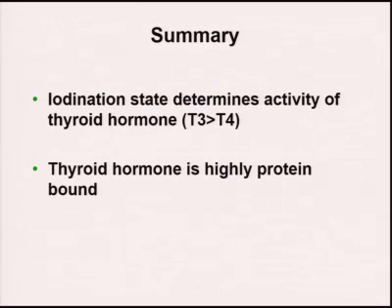So to summarize that section of the talk, the iodination state, so T4 versus T3, is what determines the activity of thyroid hormone. That allows different cell types to regulate in a more fine-tuned fashion what the local levels of active thyroid hormone are going to be. But it also means that some of that is out of our reach if we're just giving thyroid hormone itself. And then the other major point made through this introduction is that thyroid hormone is highly protein bound, and it's really the free fraction that is biologically active.